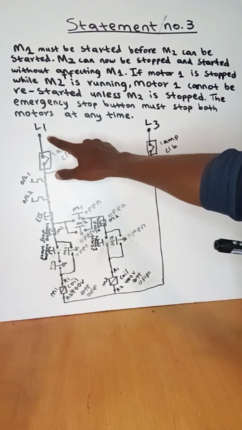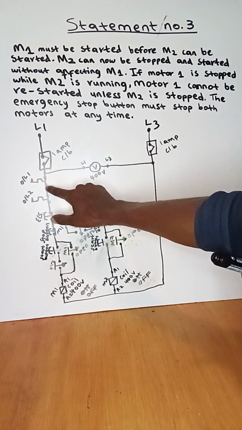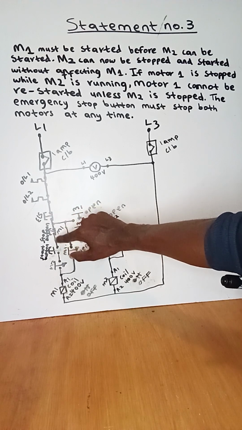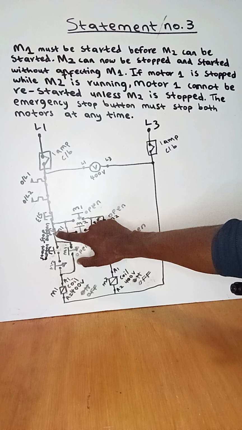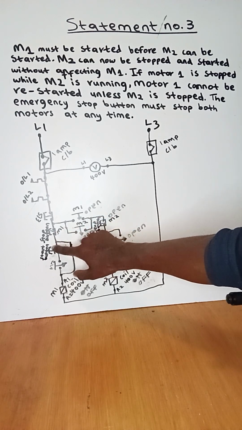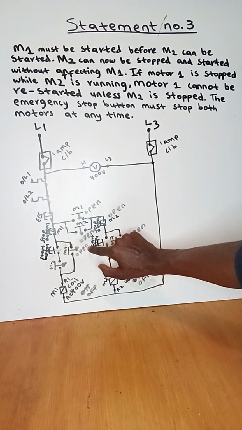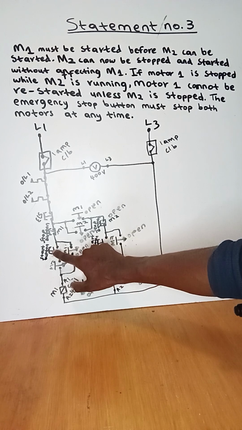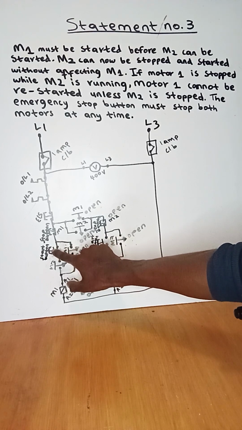So my current from live 1 will go down, finds closed contacts of overload 1, closed contact of overload 2, closed contact of emergency stop, closed contact of stop button of motor 1, and here it will find an open contact of the start button of motor 1, and also the retainer will find an open contact of motor 1. So which means right now, the current is stuck before the start button of motor 1, it allows us to press the start button.